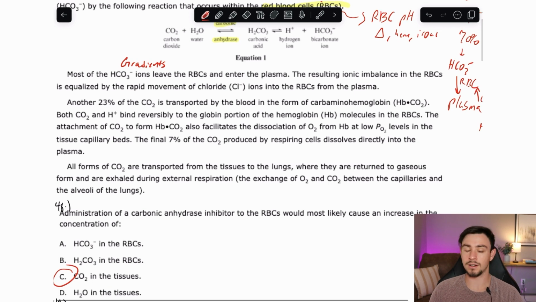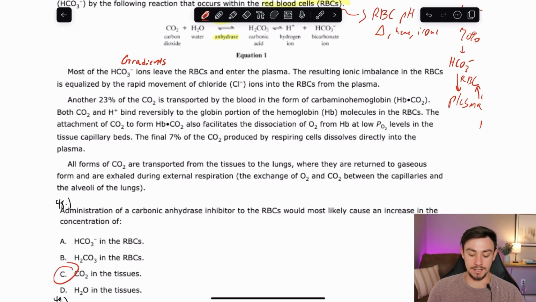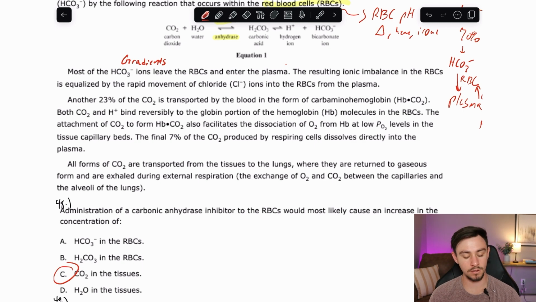that gradients are everywhere. The resulting ionic imbalance in the red blood cells is equalized by the rapid movement of chloride ions into the red blood cells from the plasma. Okay, so you see that chloride's going into the red blood cells from the plasma. So now we've got this like bicarb leaves, chloride enters. Okay, so what does that make you think of?